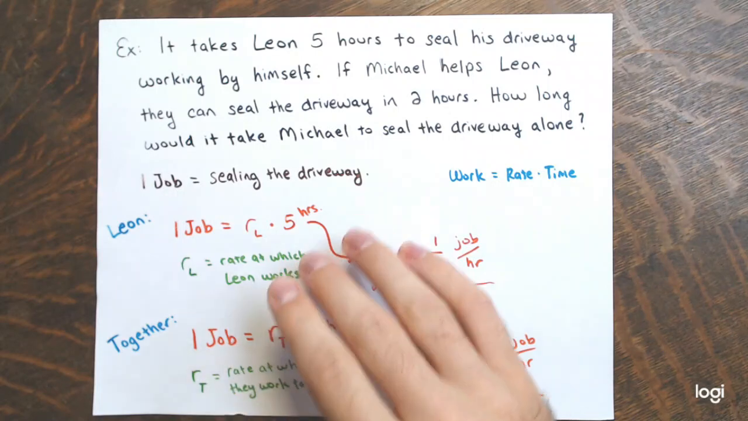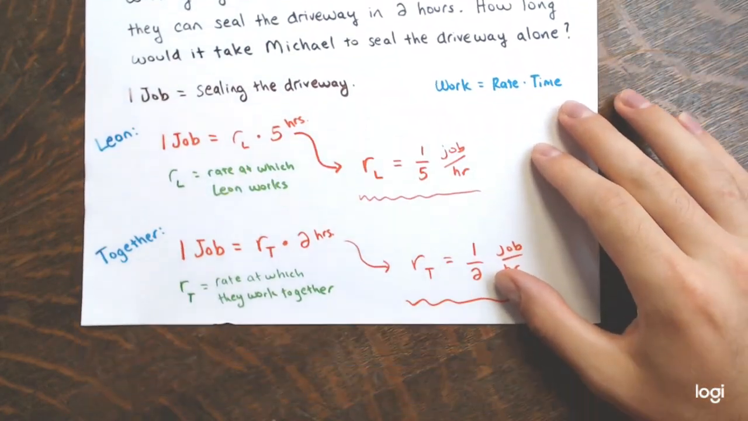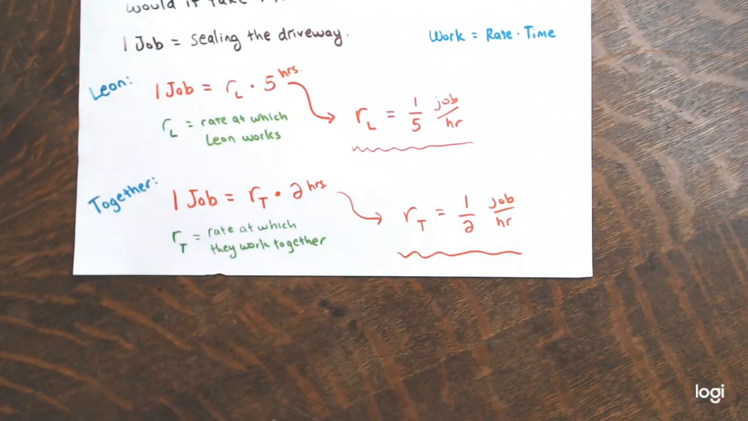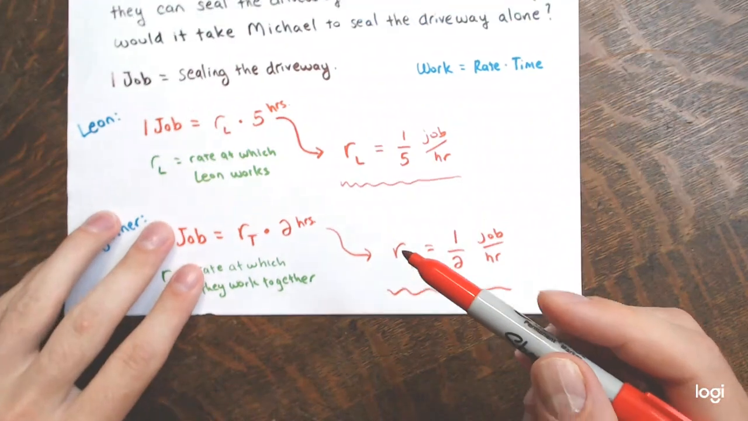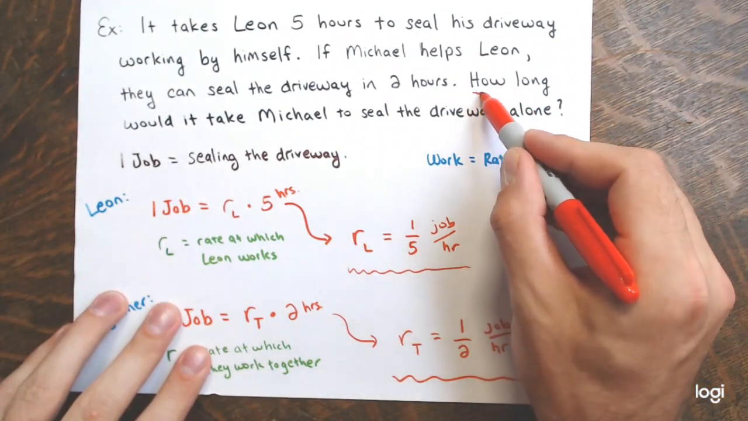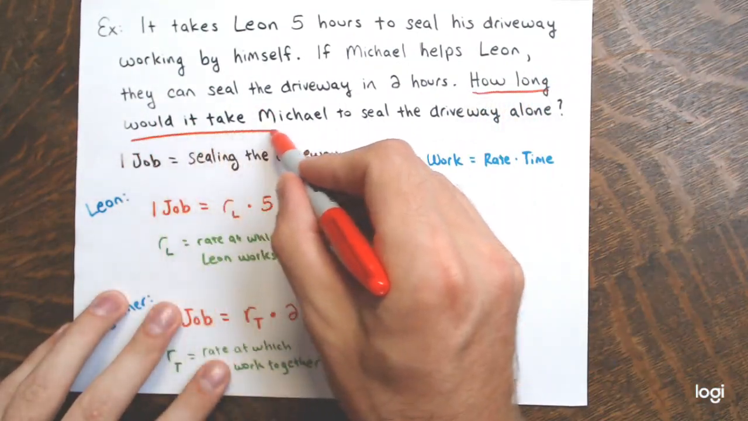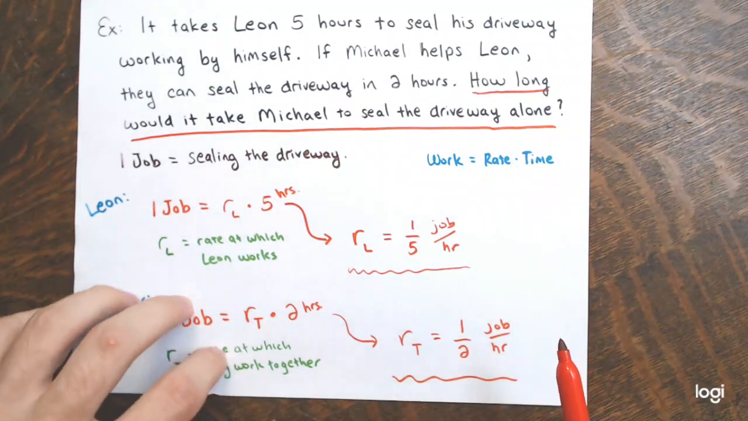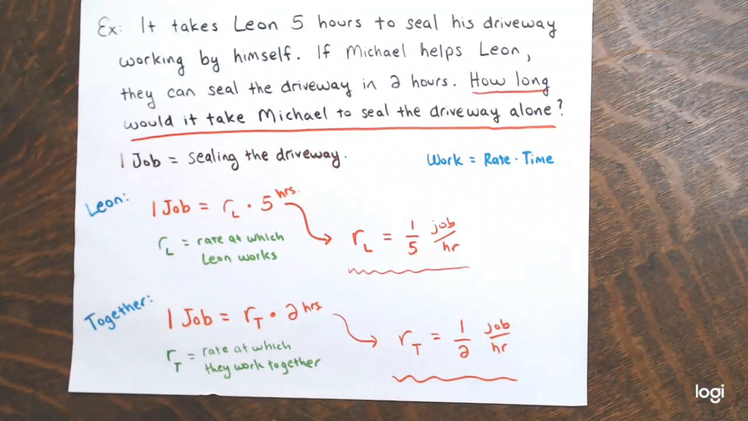All right, so I've got that stuff. Now let's talk about Michael on his own. Now I should have probably done this ahead of time. But the question was this here. What they asked for is, how long would it take Michael to seal the driveway alone? So just like most word problems, I should have done this earlier. I apologize. I did it first with the last example.